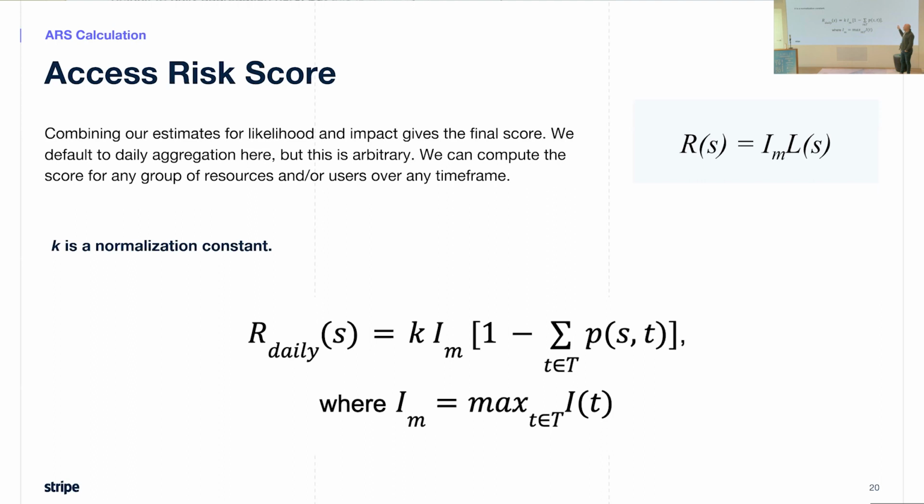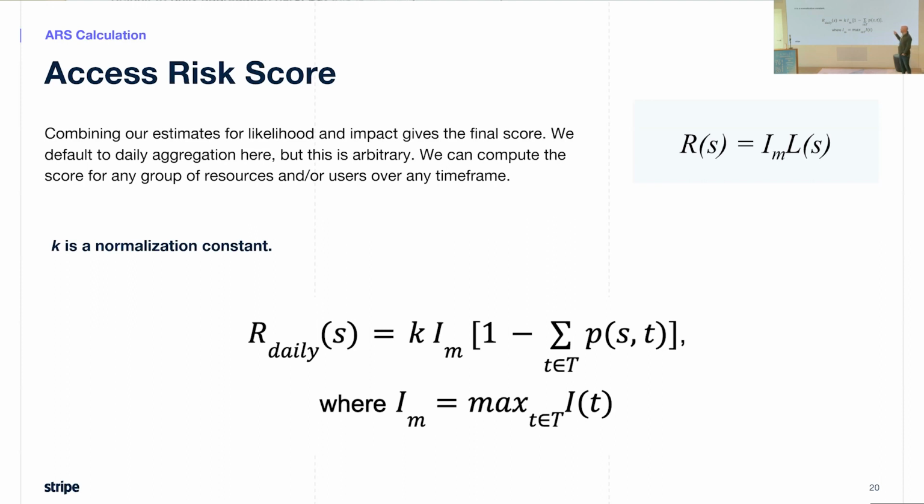And another thing to point out is while we do this by default in our monitoring, this score is composable. So you can roll it up to any dimension. You can roll it up to a set of users. You can roll it up to a set of resources. And in a minute, I'm going to talk a little bit about how that can be used to provide security guidance.